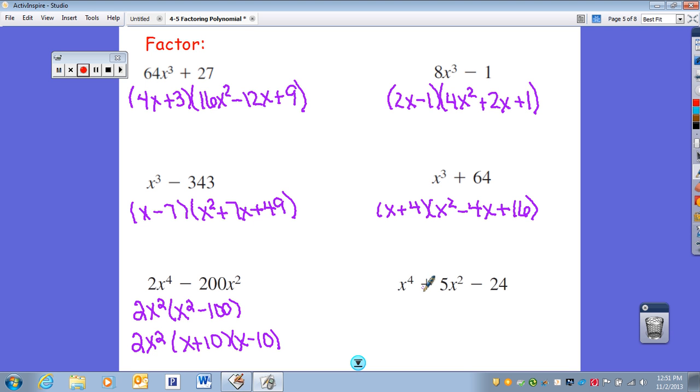In our next example, we need to take a look for any common factors. We don't have any. So it is a trinomial, so we are going to factor it. What times itself gives us x to the fourth would be x squared and x squared. What two numbers can I multiply together that give me negative 24, but when I add them together I get positive 5? That's going to be a positive 8 and a negative 3.